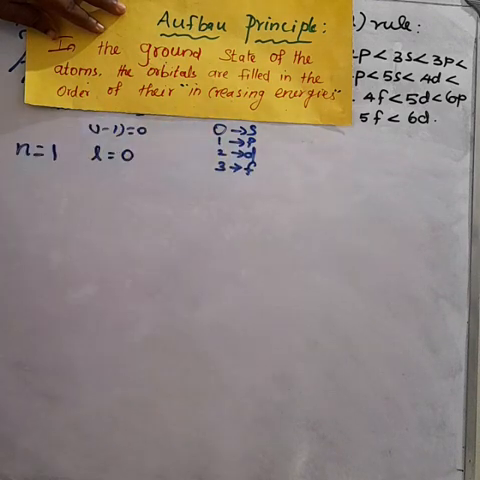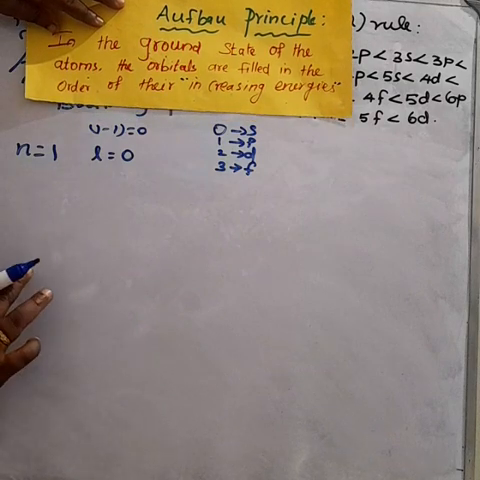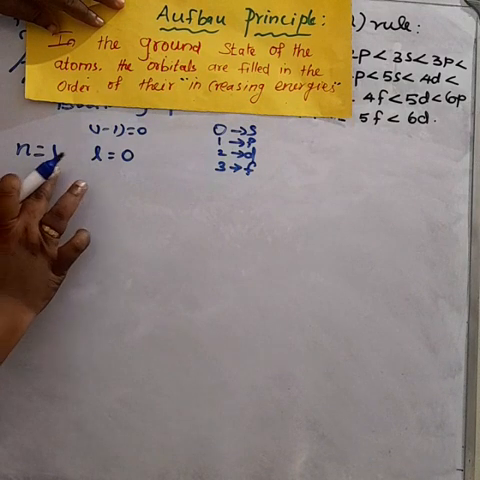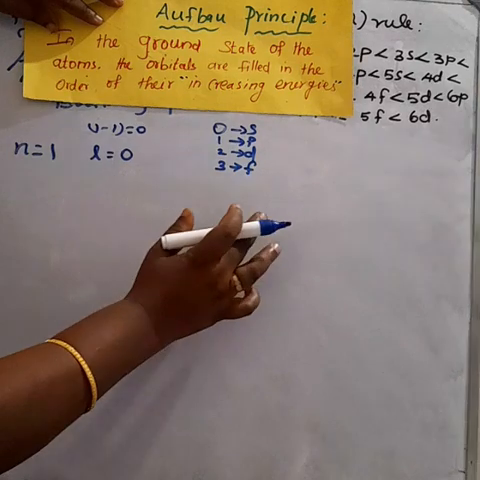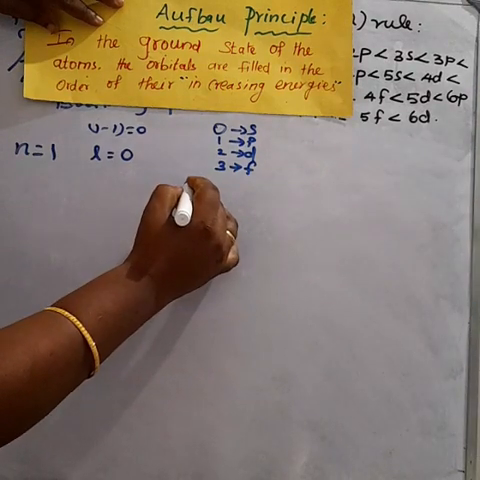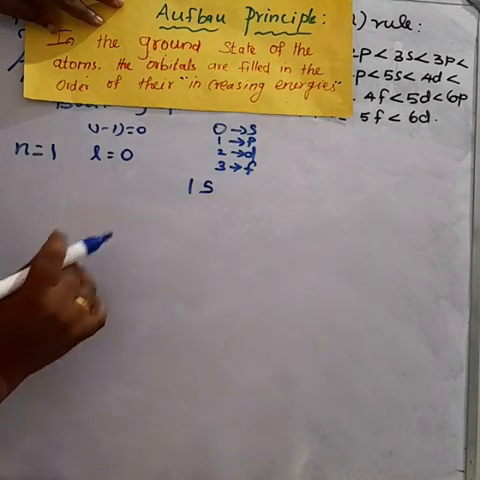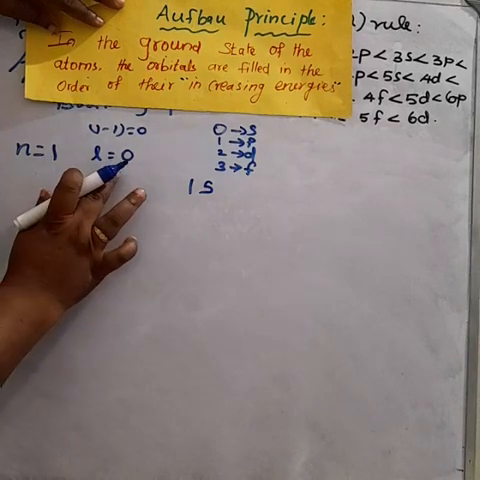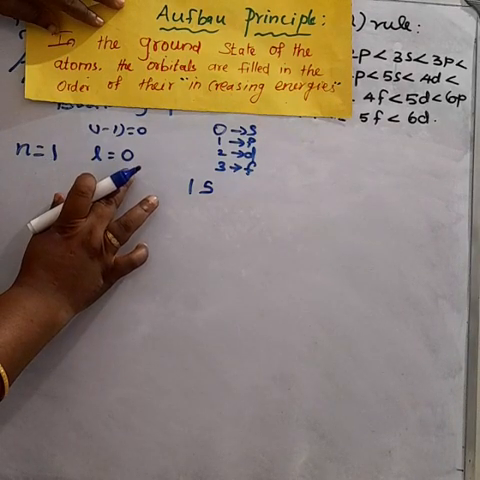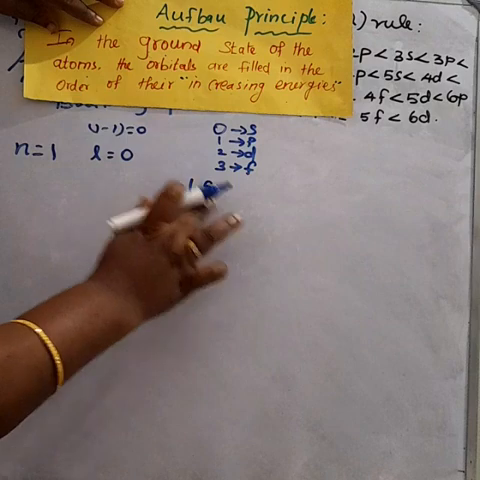Understood? So first, n is equal to 1, l is equal to 0. So what is the orbital here? 1s. Principal quantum number 1, azimuthal quantum number 0, so the orbital name is 1s. Then n is equal to 2.